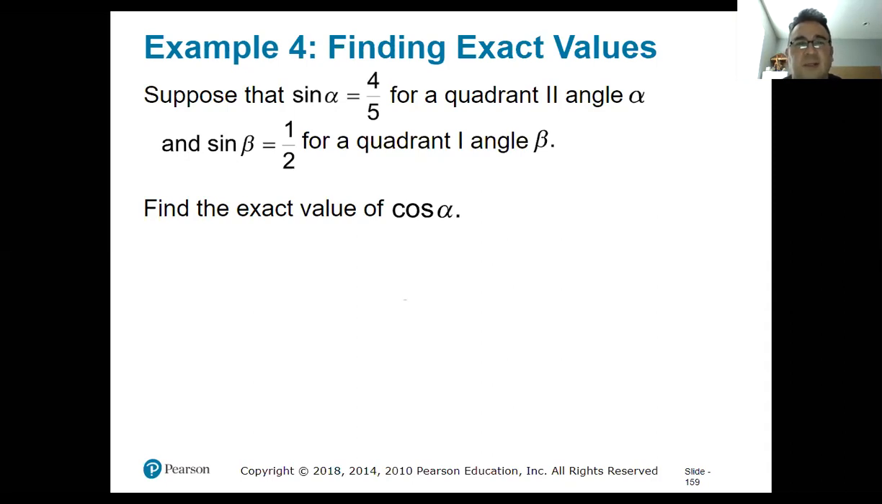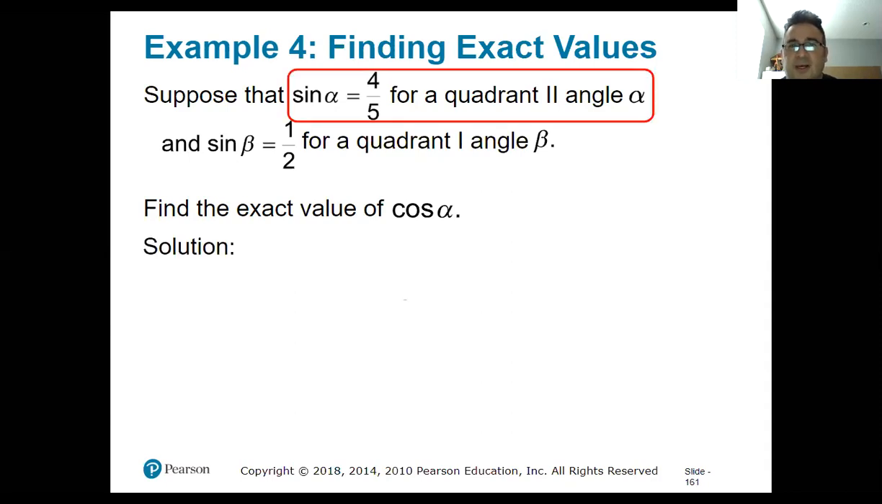So here they're talking about the cosine of alpha. If they're talking about the cosine of alpha, which statement am I interested in, the one on the top line or the second line? Which one is talking about the angle alpha? The top one is talking about the angle alpha, right? So I need this statement up here.